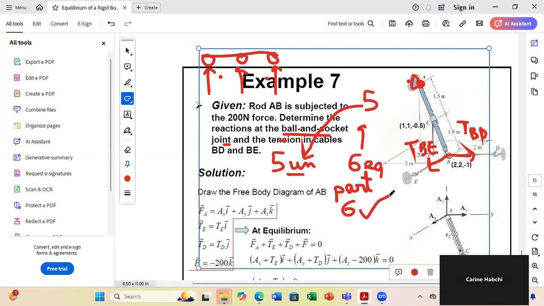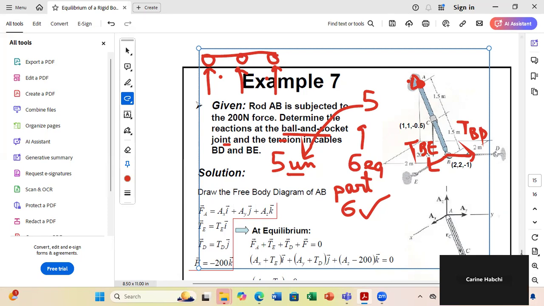If equation 6 is satisfied, it means we are in equilibrium. If equation 6 is impossible, for example if it gives you 0 equals 0, it's satisfied. If it gives you 200 equals 0, you say it's impossible. So whenever I have partial constraints, I should solve my equations of equilibrium and make sure that the additional equations are satisfied. Let us do it here.